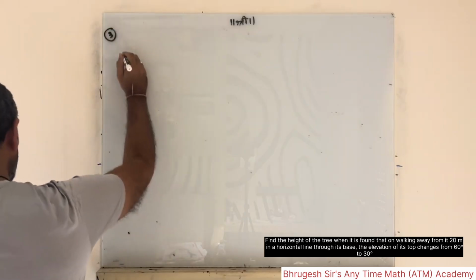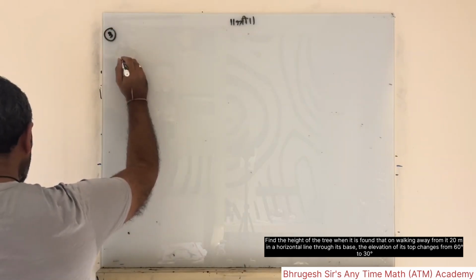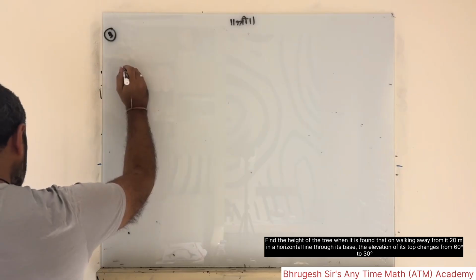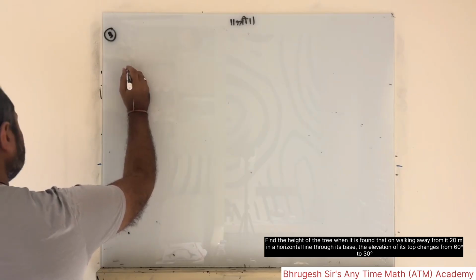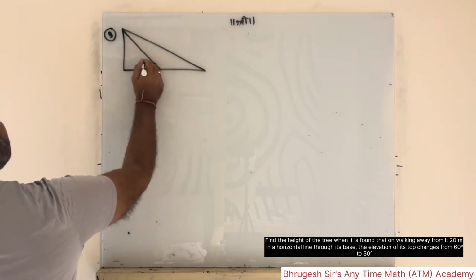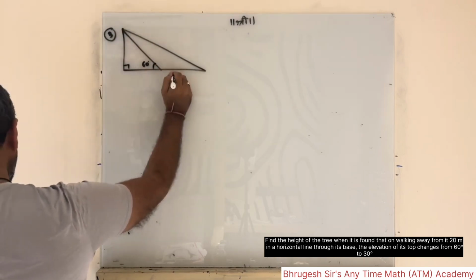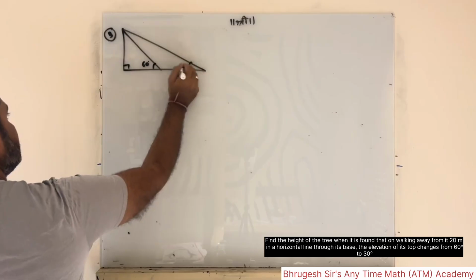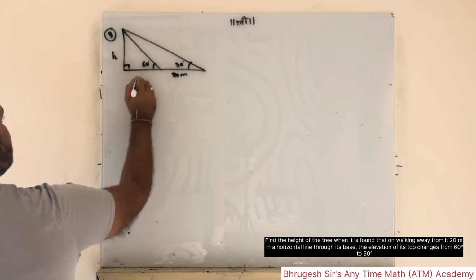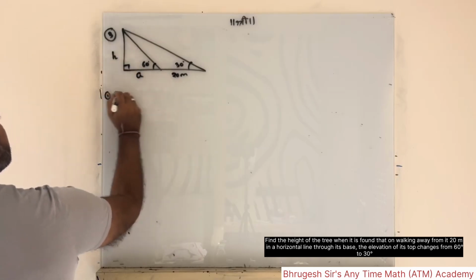Third one. Find the height of the tree when it is found that on walking away from it 20 meters on a horizontal line, the angle of elevation changes from 60 to 30. Okay. Beta, earlier how much was the angle of elevation? 60. Now I'm walking away 20 meters. The angle of elevation has become 30. Find the height of the tree. Okay, my child? Let's go.